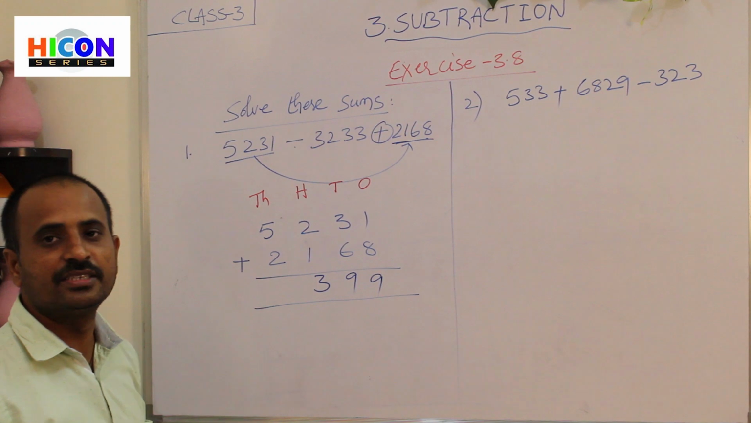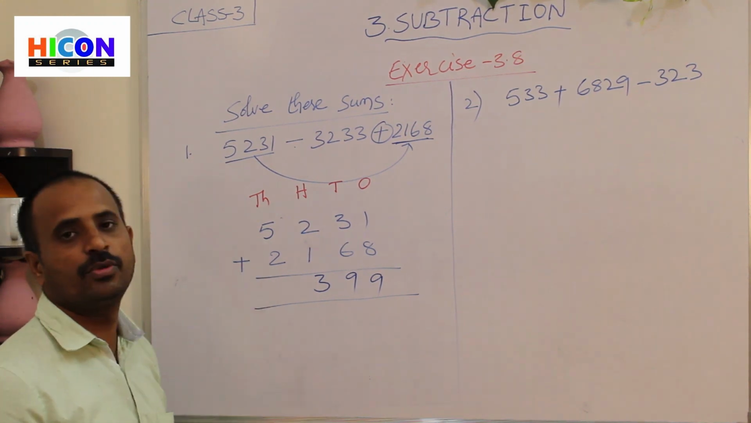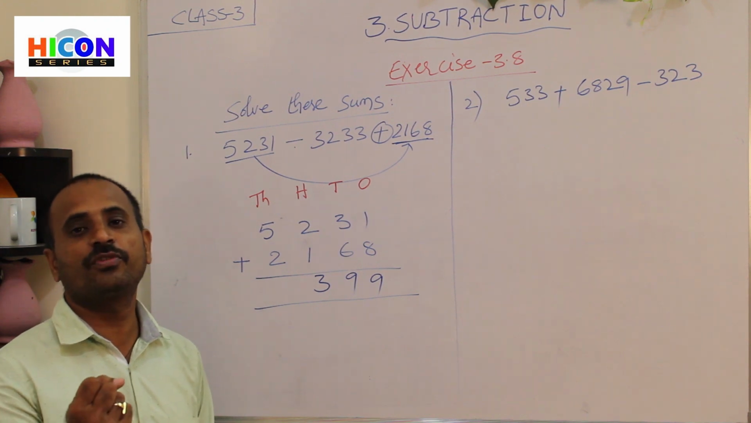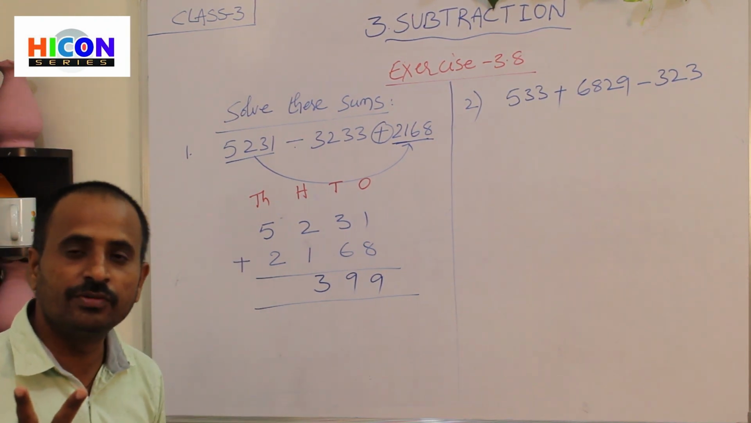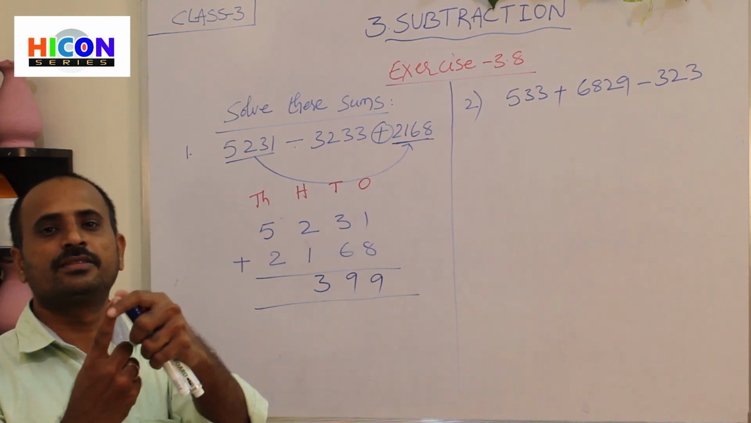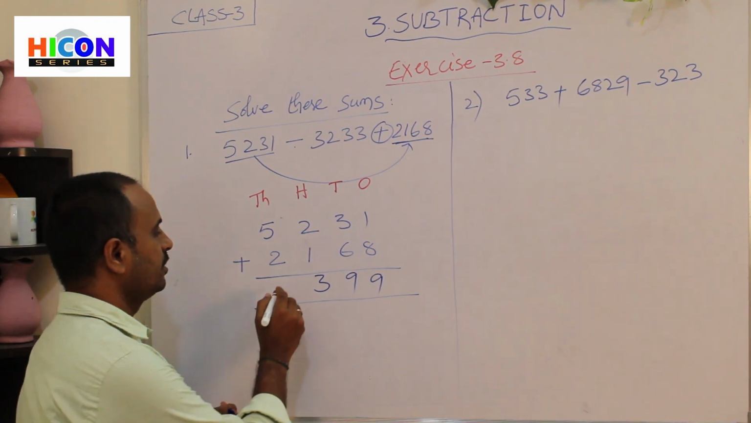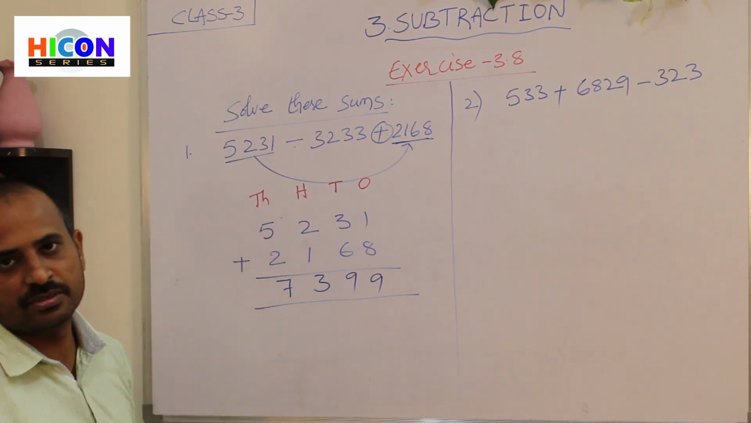So next go to thousands place. 5 and 2 are present in thousands place. What is the first number? 5. What is the second number? 2. So open 2 fingers of your hand. 1, 2. What is the first number? 5. So after 5 we will get 6. So start counting from 6. 6, 7. So answer is 7. So write 7 here. So children, this is the sum of the two numbers.